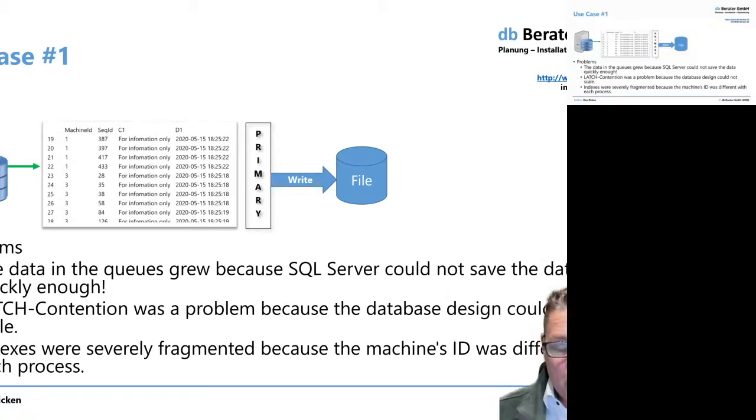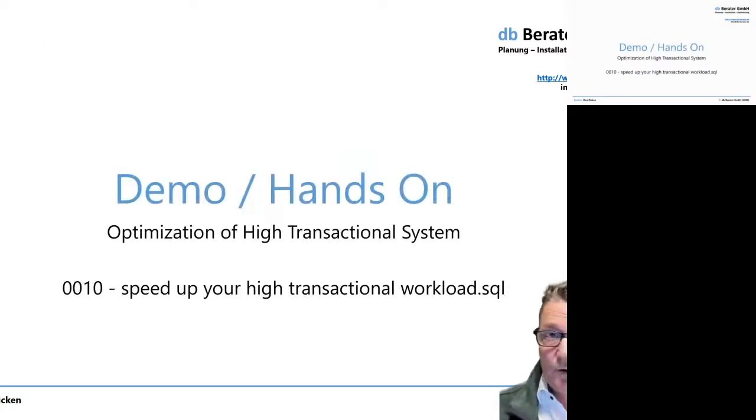We figured out that we had some contention, which was a problem of the database design, and the database could not scale this. The second thing that came to our mind was the clustered index on the table. It was heavily fragmented because of the different machine IDs. The problem is that this clustered index was on the machine ID and on the timestamp. And this needed to be figured out, how we could solve this. So we were seeing that the storage was fast enough.